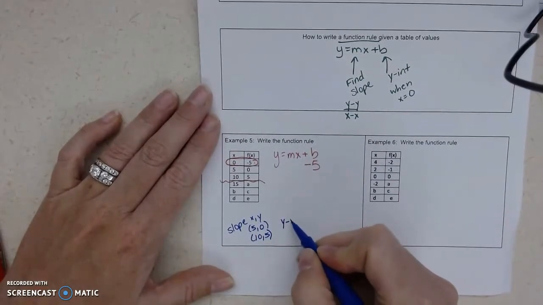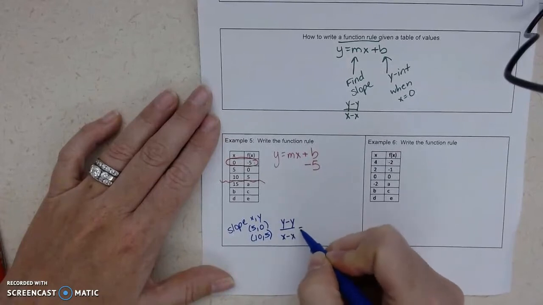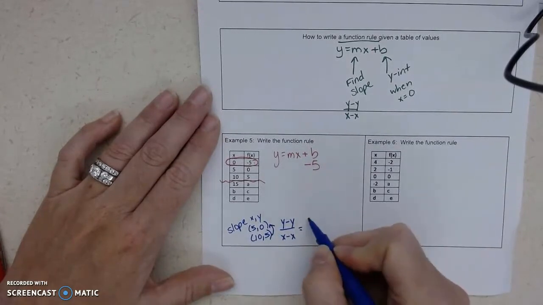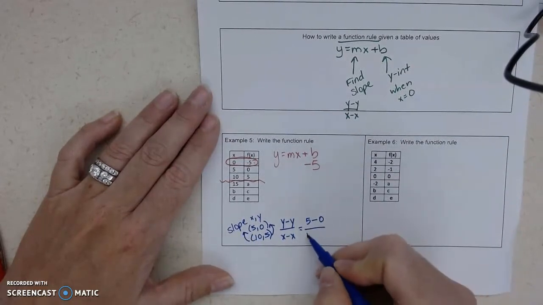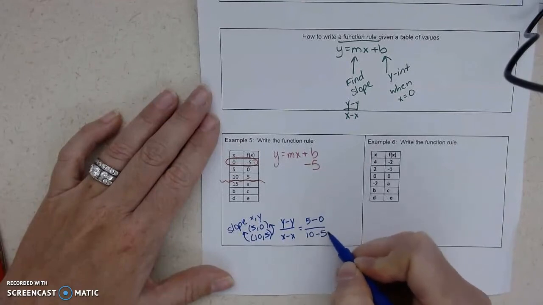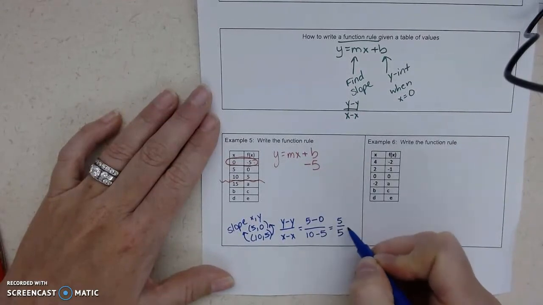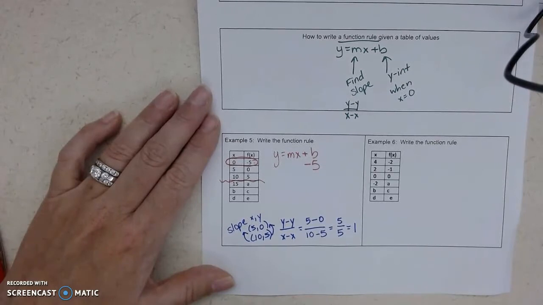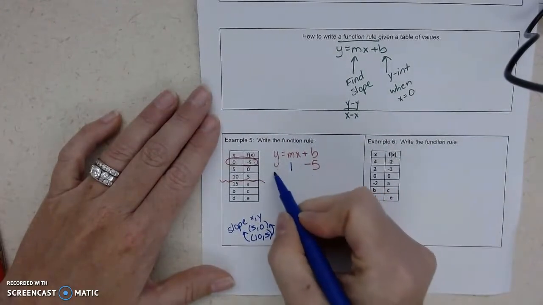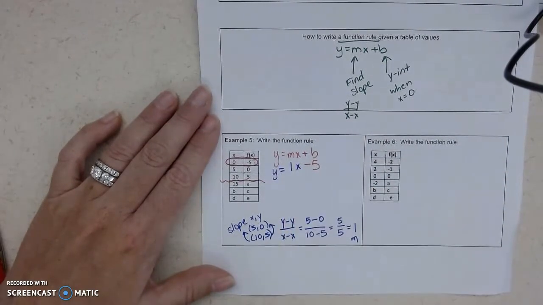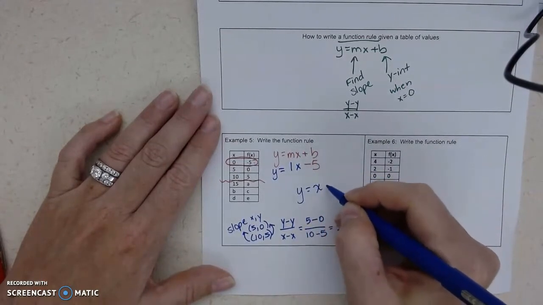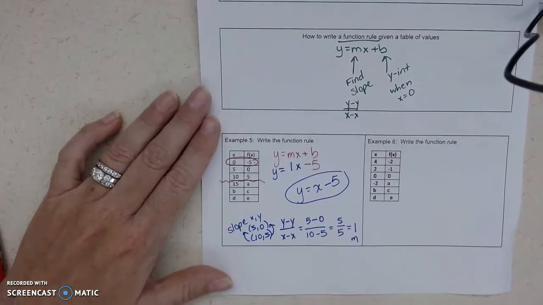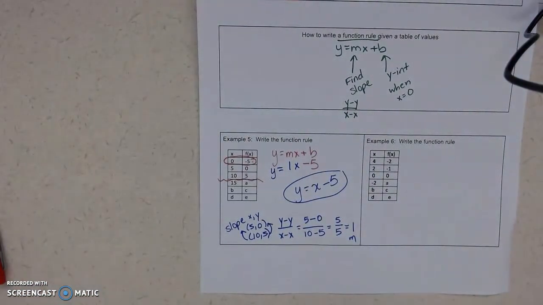So if we do y minus y divided by x minus x, I'm going to go backwards. So 5 minus 0, and then I have to go backwards with the x's, divided by 10 minus 5. So I get 5 divided by 5, which is 1. So that's our slope, which is m. So I get 1. So then y equals 1x minus 5. Typically we don't write the 1 in front, so you'll just see it as y equals x minus 5. If you do write the 1, that is not considered incorrect.